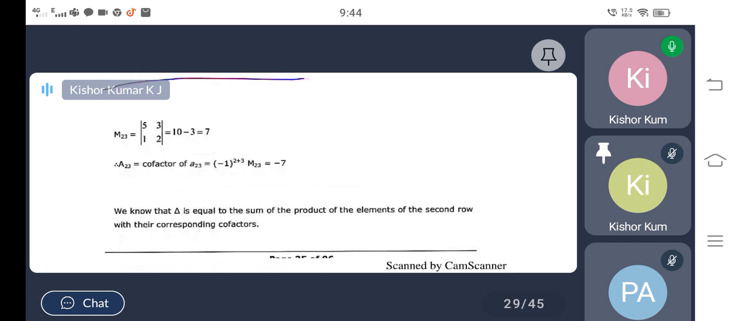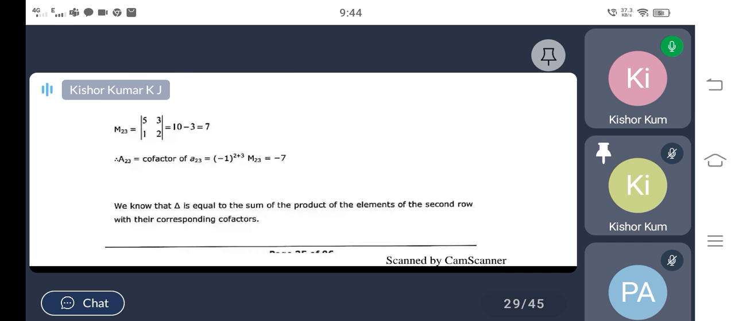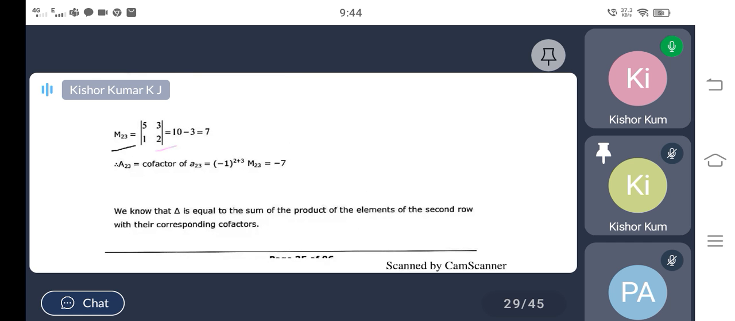And then the last element is M23. That is also 7 here. When we calculate the cofactor, it will be minus 1 to the power 2 plus 3 into M23, that is equal to minus 7 itself. Because minus 1 to the power 2 plus 3 is minus 1 to the power of 5, which is minus 1. Minus 1 into 7 is minus 7.